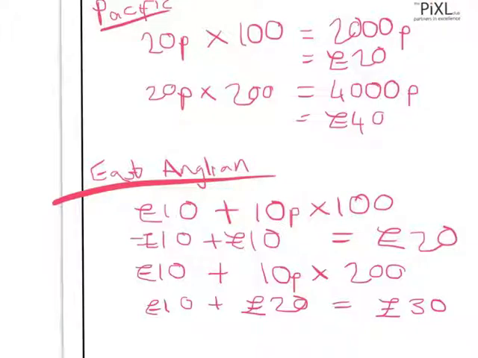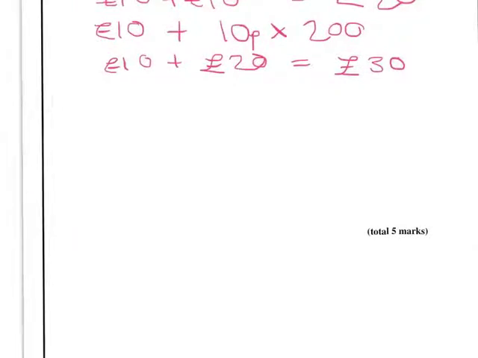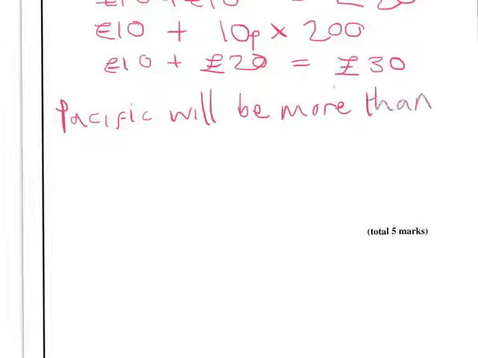Okay, so first of all, if you use Pacific, it's going to go up to £40, which is more than the other company. It's more than £30. So Pacific will be more than North Eastern for the higher amount.